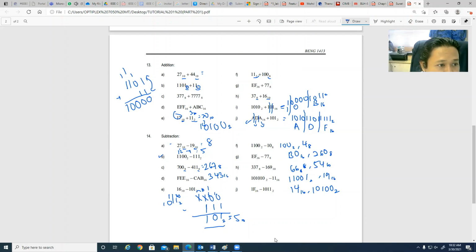For example, like this one, in binary, so if you want to convert into hexa, divide by 4. 1, 2, 3, 4. So the answer will be 0, 1, 0. And then to convert into octal, divide by 3. This one is 2, and this one will be 0. That is how to convert from binary into hexadecimal and octal.